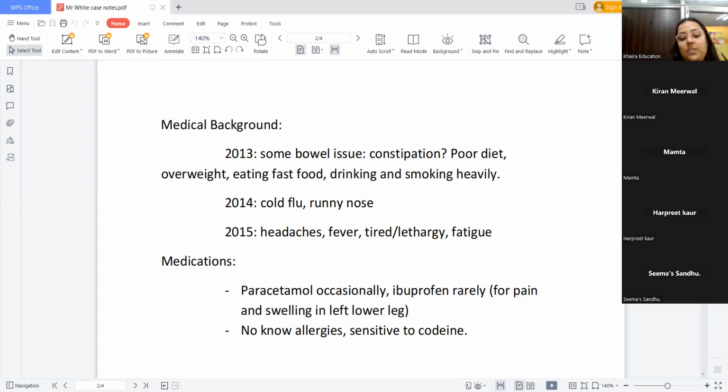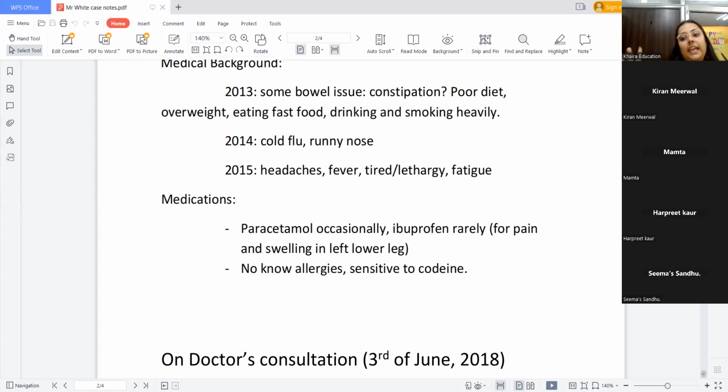Medications that a patient is on is paracetamol occasionally. We learned occasionally yesterday. What is it? Sometimes. Not regular, not always, on and off. Sometimes he takes, sometimes he does not take. So the synonyms of occasionally could be irregularly, could be sporadically.